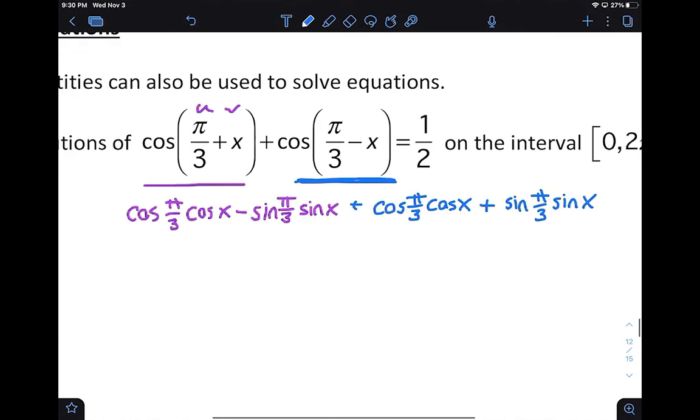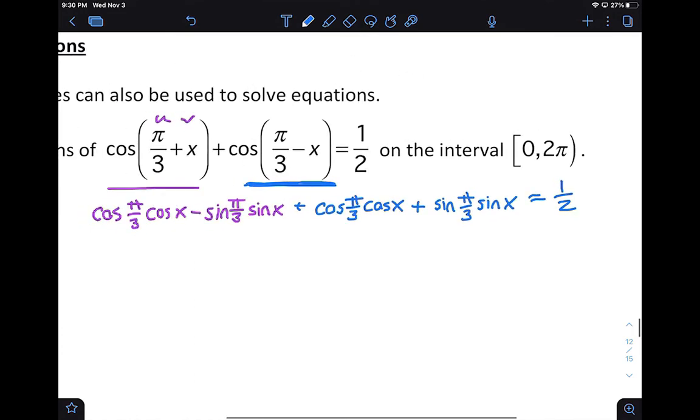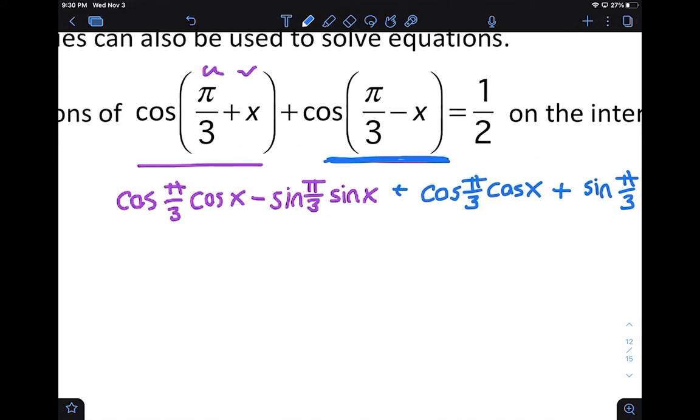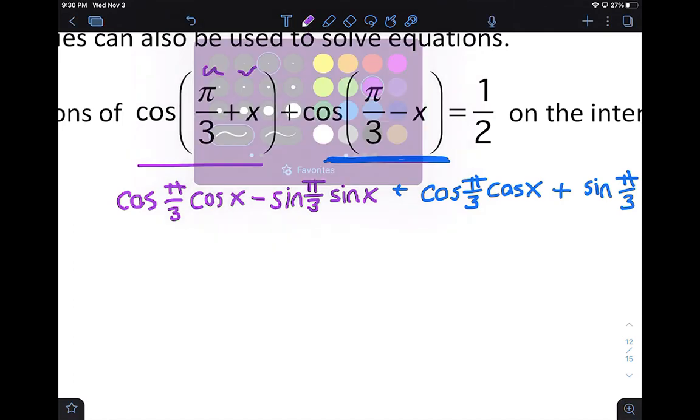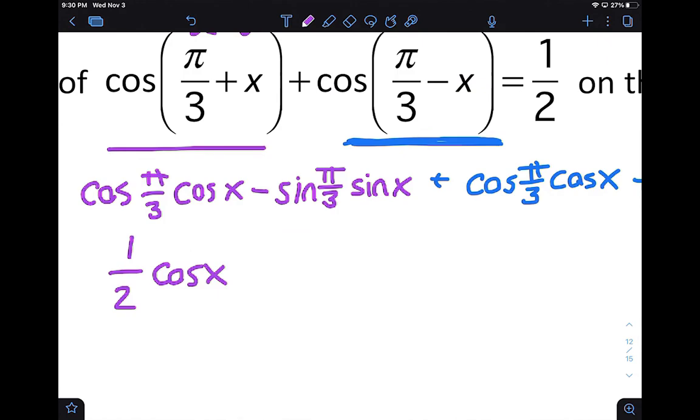Okay. Now, some of this is going to clean itself up. Of course, you've got the 1/2 on the other side, but cosine of pi over 3 will be 1/2. I'll keep it color-coded just so we don't mess ourselves up. This will be 1/2 cosine x, and don't forget about the cosine x. Sine of pi over 3 is root 3, I'm sorry, it'll be minus root 3 over 2, and then that'll be sine x.